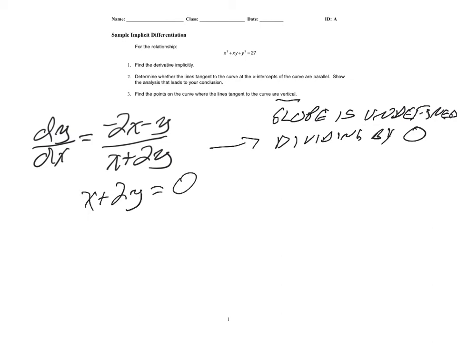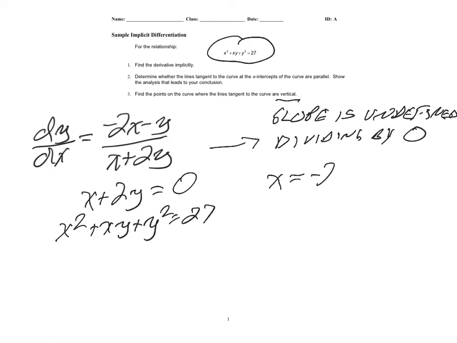All right. So that's one piece of information. The other piece of information that I have for this question is the original equation. So I actually have a system of equations. x plus 2y equals 0, and x squared plus xy plus y squared equals 27. Which means that now I can solve this system of equations using some technique. Most likely substitution. So I'll take my first equation and solve for x. x equals negative 2y. And then I will use that information and substitute into my second equation.